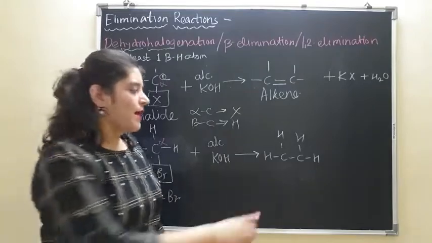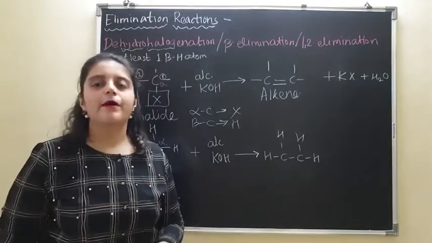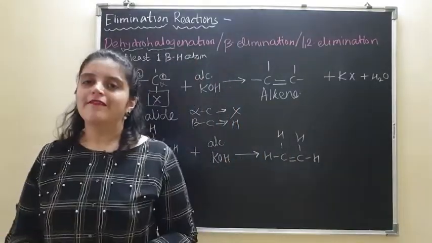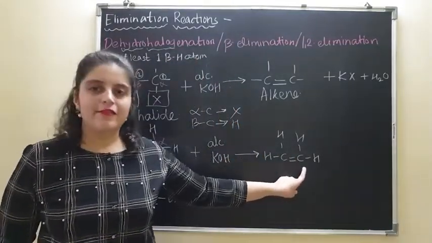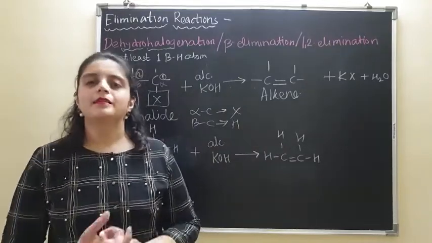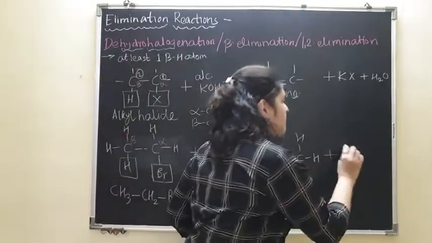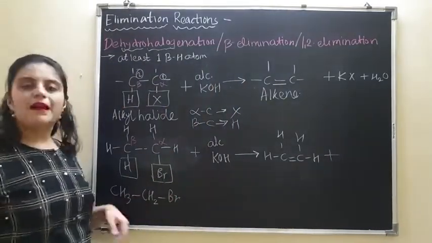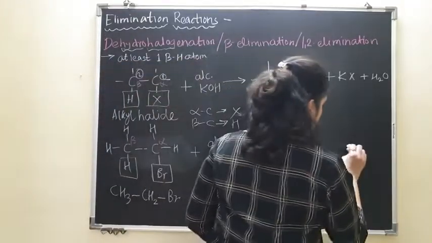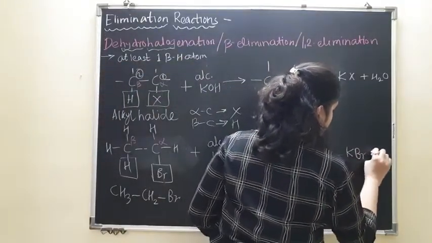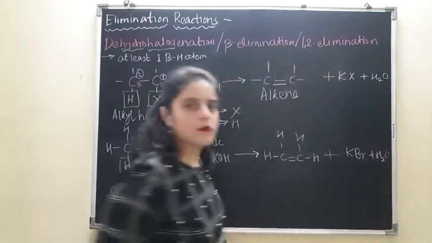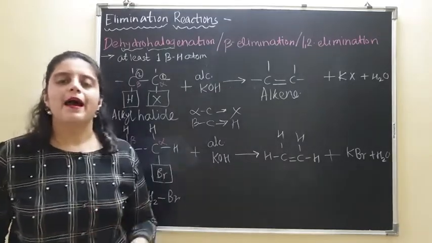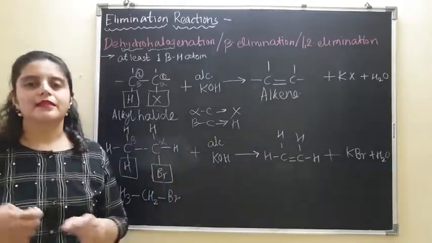And now what is going to happen? There will be a formation of a double bond between the alpha and beta carbon to satisfy the valency. Now if you look at each and every carbon atom, each carbon atom is now tetravalent. Plus, what are our byproducts over here? KBr plus H2O. So, if we begin with bromoethane, we will end up having ethene as the product.